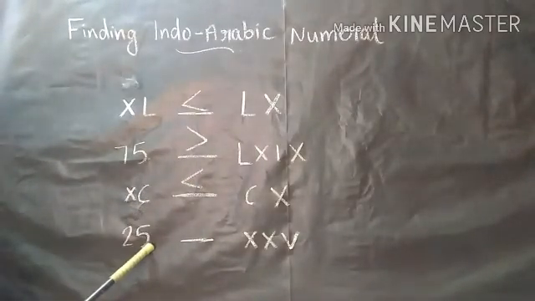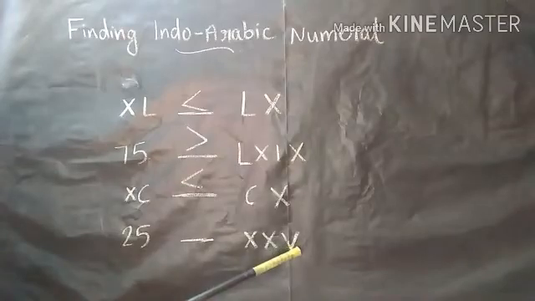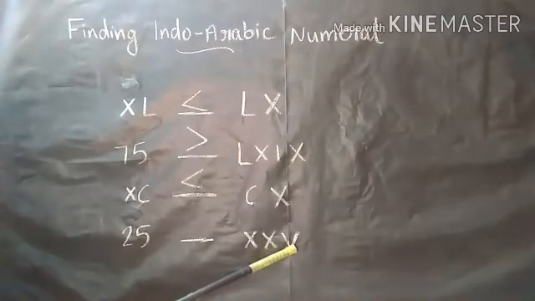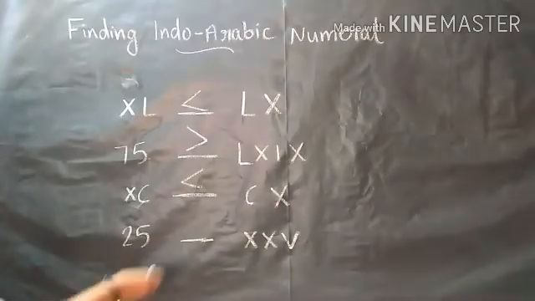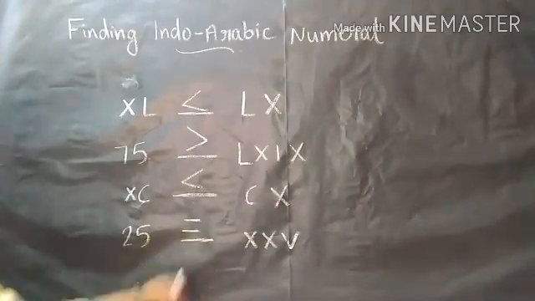Here next we have 25. What is this numeral? XX is 20, V means 5. So this is also 25. So both are the same. There you can insert the equal to symbol.